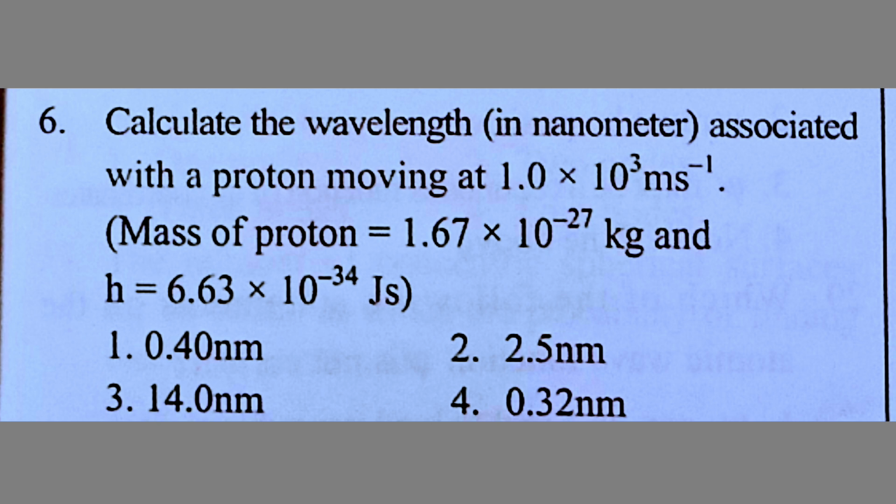Next problem: calculate the wavelength in nanometers associated with a proton moving at 1 into 10 to the power 3 meters per second. Mass of the proton is equal to 1.67 into 10 to the power of minus 27 kg and h is equal to 6.63 into 10 to the power of minus 34 joule second.